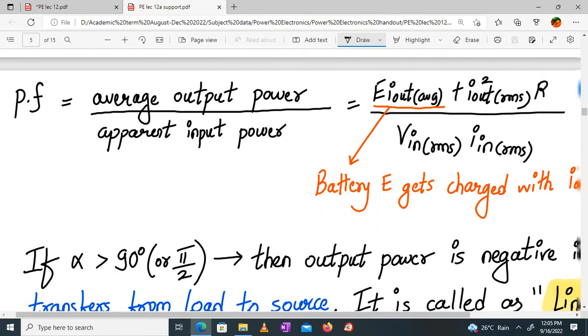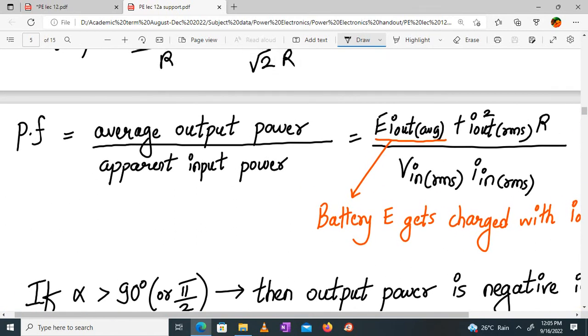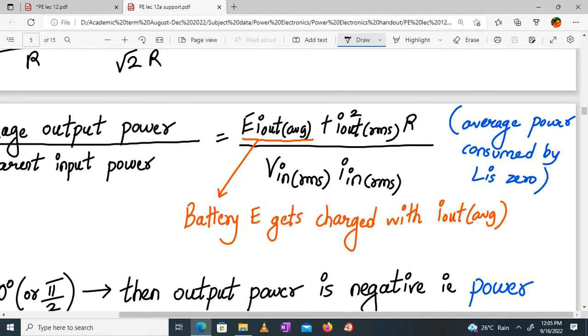Power factor. Power factor is average output power upon apparent input power, right? Now what is the average output power? See, average power consumed by the inductor will be 0, because current is constant. So L di by dt, the voltage across the inductor: if I is constant then di by dt will be 0, so voltage is 0, so power is 0. So average power consumed by inductor is 0.